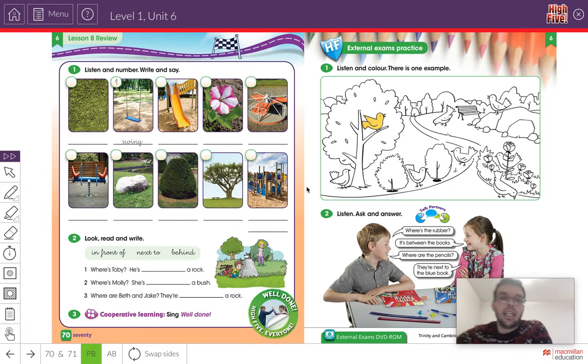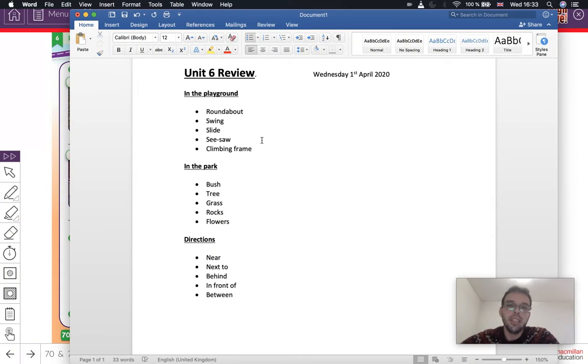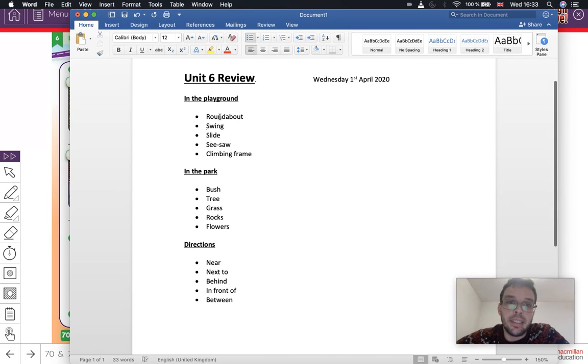Good. Let's make a list in our notebook. Okay, so open your notebook. And the title is Unit 6 Review. Write the title in your notebook. The date today is Wednesday, the 1st of April, 2020. Okay, very good. Now, in our book, we are going to make a list of the vocabulary for Unit 6.